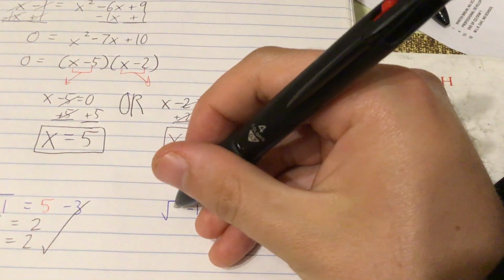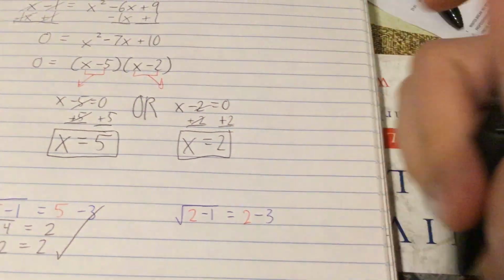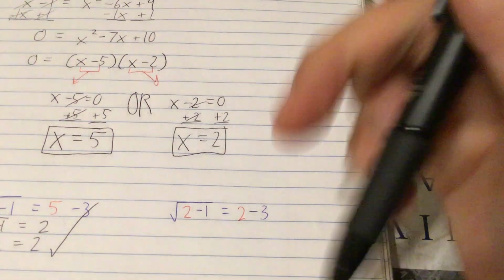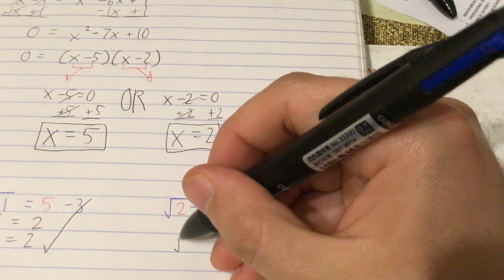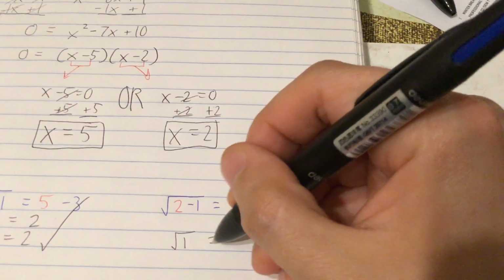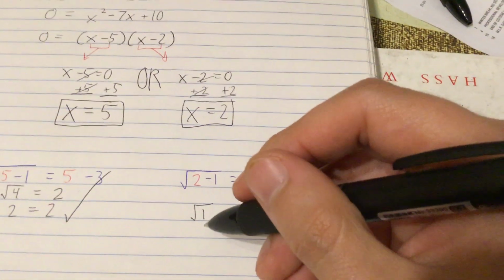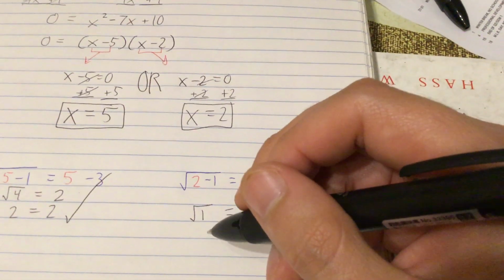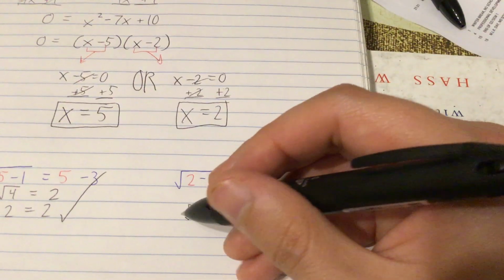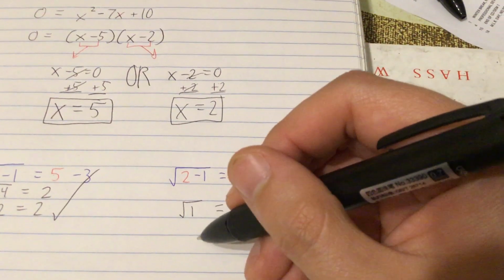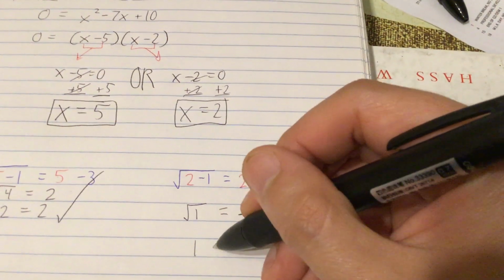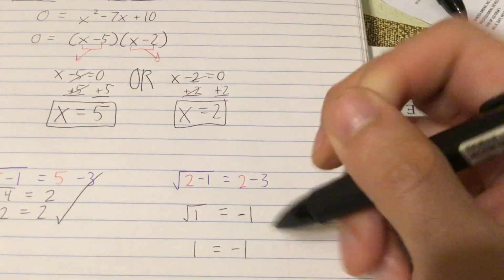So now let's plug this in. 2 minus 1 in the square root is going to be square root of 1. And 2 minus 3 is negative 1. If I plug in the square root of 1 in the calculator, it's only going to count the positive root. It would need to indicate a negative root on the outside. So that's going to be positive 1 equals negative 1.